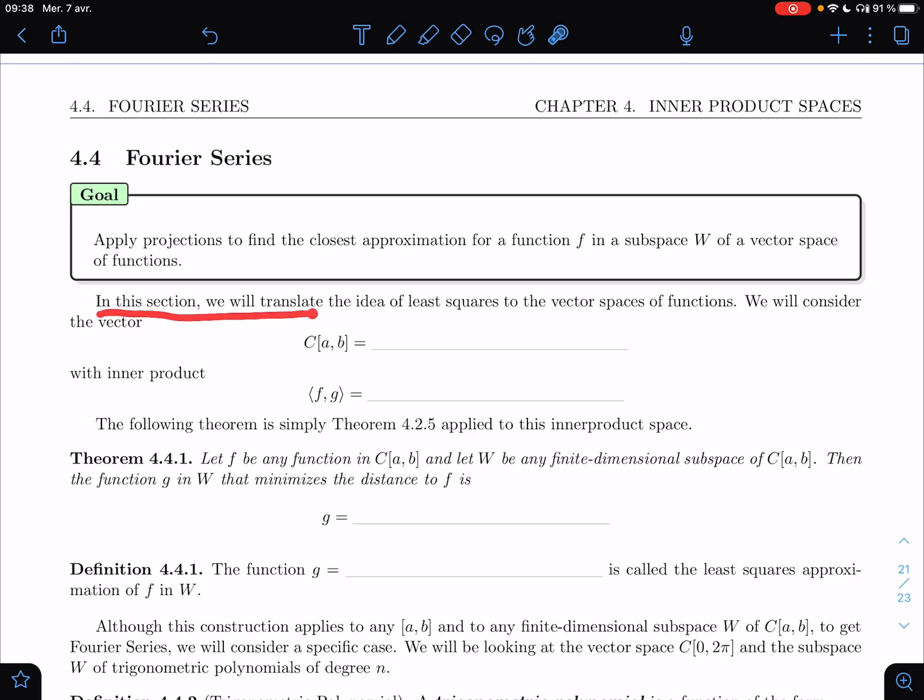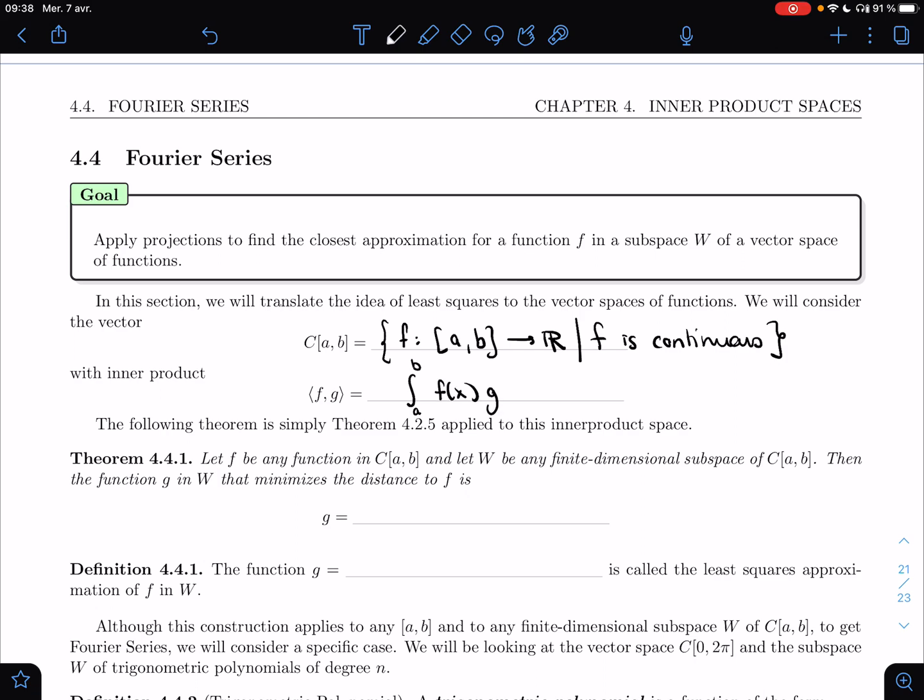In this section, we'll translate the idea of least squares to the vector space of functions. We'll consider the vector space C[a,b], functions from the interval [a,b] into R, as before with F, but the C means continuous, so f is continuous. Part of the reason we want it to be continuous is that we're going to define an inner product that has an integral in it, so the integral from a to b of f(x) times g(x) dx.